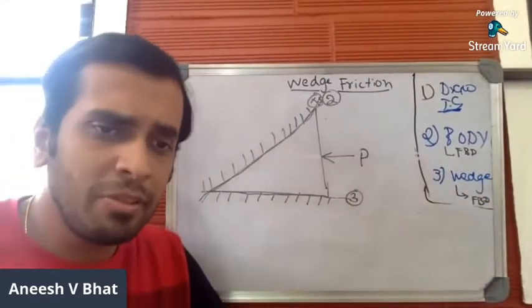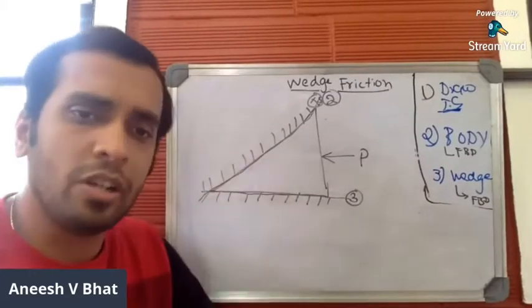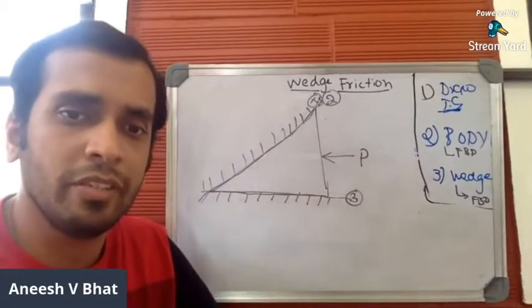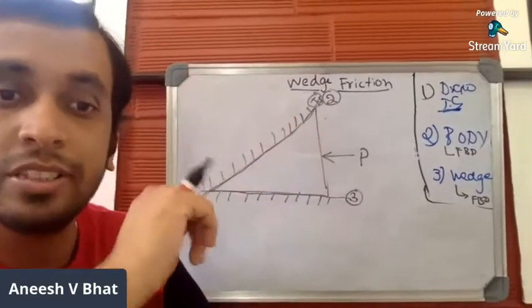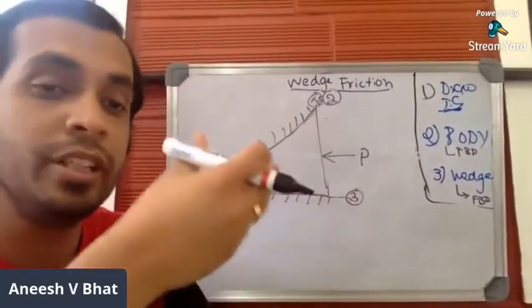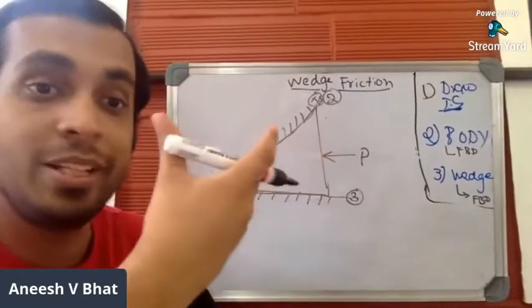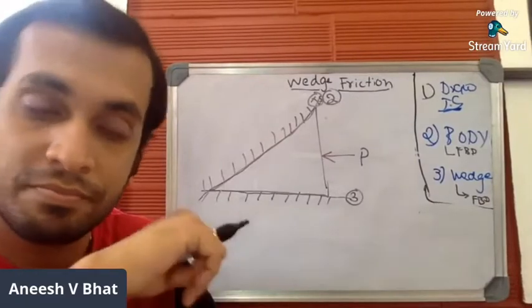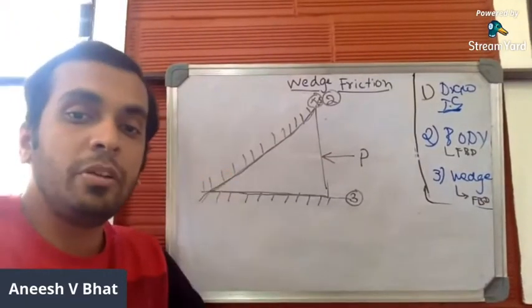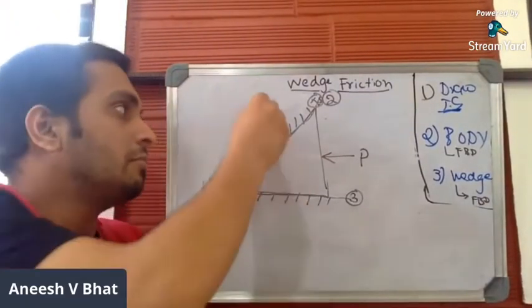Remember, in some of the problems, the self-weight of the wedge will not be given. If self-weight is not given, ignore it. If it is given, consider it. The self-weight of the body will always be given, but the self-weight of the wedge might not be given in a number of numericals. Now, let us draw the free body diagram of the wedge.